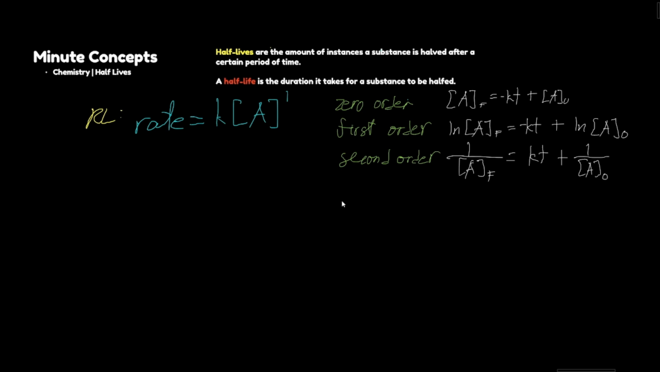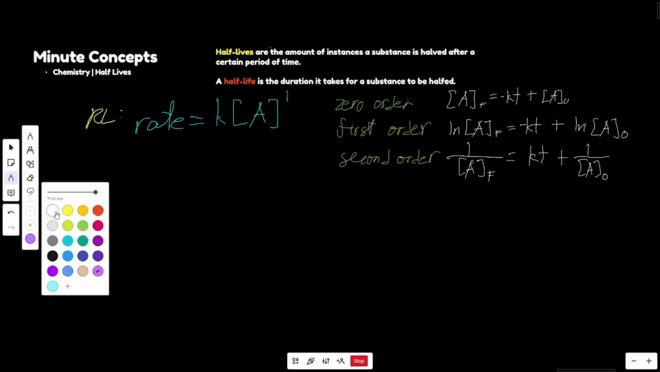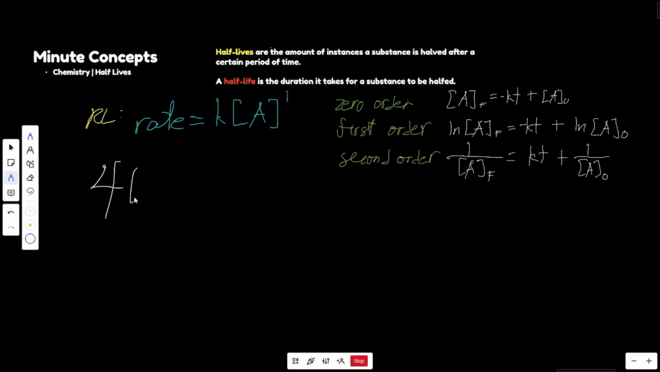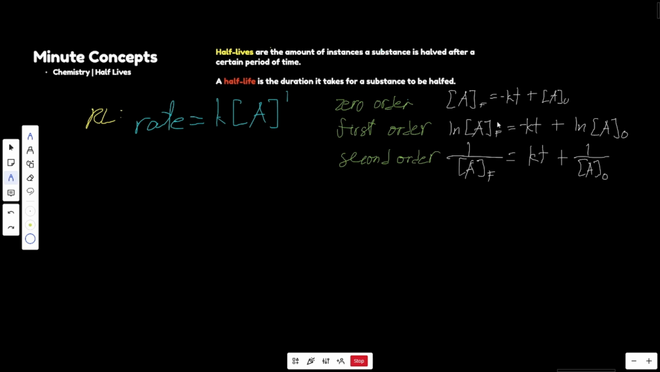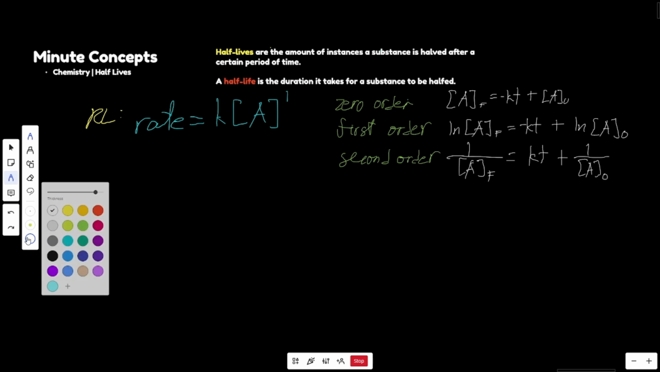Now, what is a half-life? A half-life is the duration of time that it takes for any substance to get cut in half, or not exactly cut in half, but be half of its original. So let's say that I had 4 moles of a substance, or 4 molar of a substance, and after one half-life, it would be divided by 2, it would be 2 molar. Now after another half-life, it would be divided by 2 again, it would become 1 molar. Then again, and again, until the substance is essentially gone, and it approaches 0.